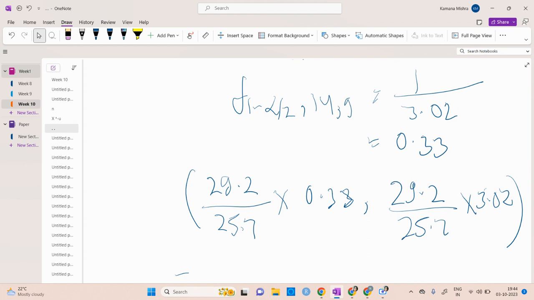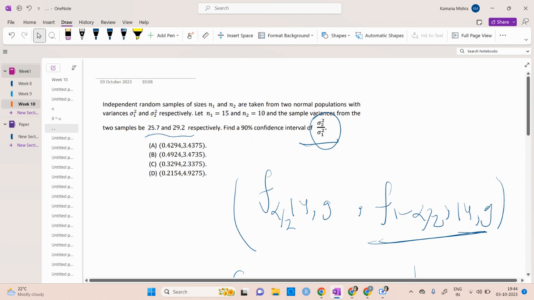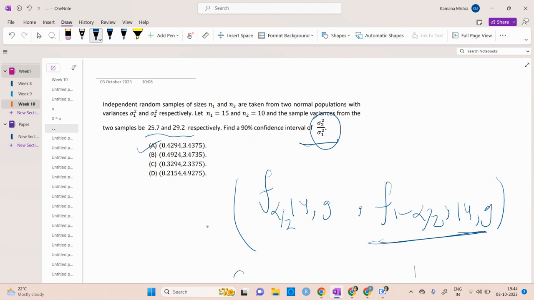Yeah, so 0.33, and then you can multiply 29.2 divided by 25.7 by 3.02. So the next one is 3.43 or something. So this is 3.43. So 3.437 is given in here. So first one is this, right?